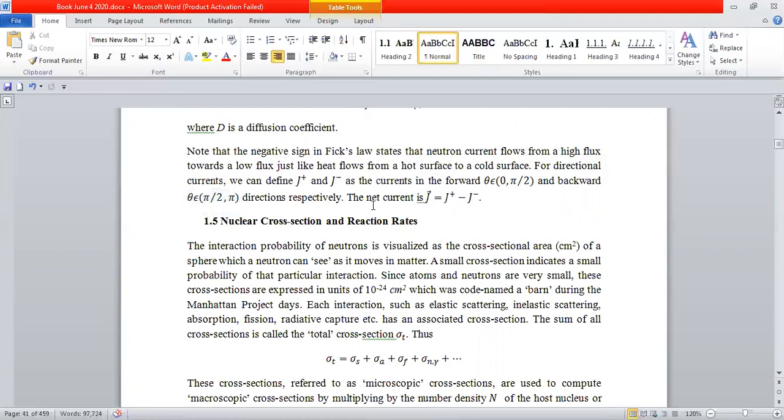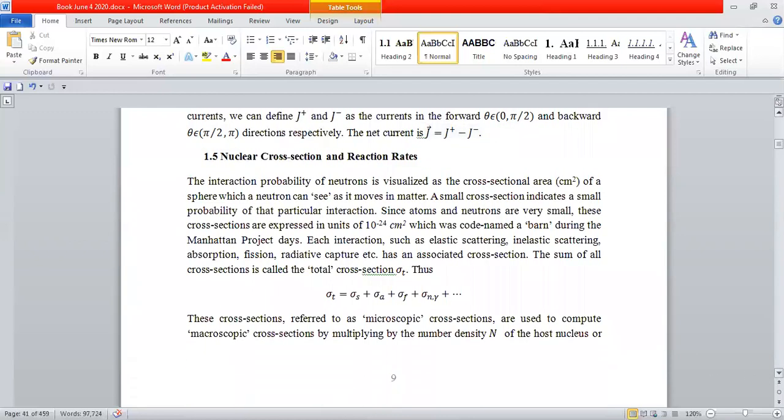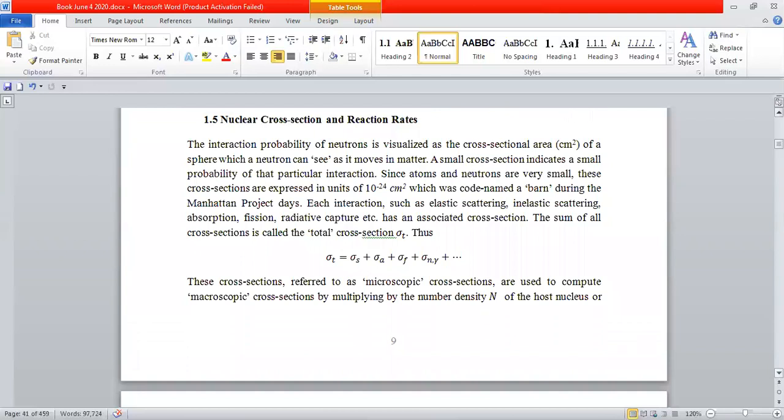So then you can say the net current is J plus minus J minus in the forward direction. Okay, now let's come to nuclear data. Nuclear data is such an important thing. It's actually pivotal over here, that everything depends on nuclear data, nuclear interaction data. And all the reaction rates in nuclear engineering come from the interaction data that we know.